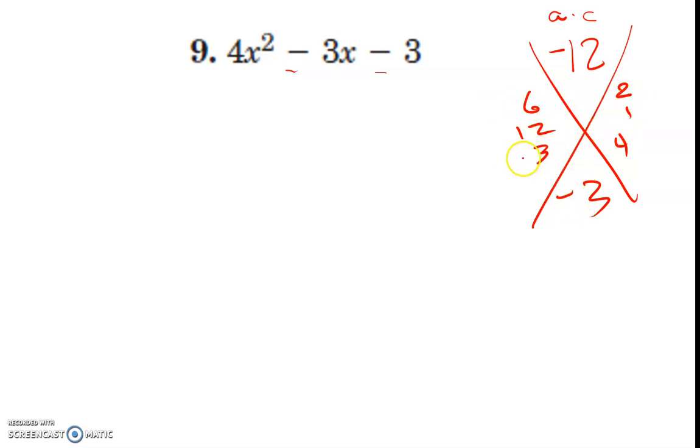3 minus 4 gives me negative 1. Negative 3 plus 4 gives me 1. Negative 12 plus 1 gives me 11. This one, there isn't a combination of two numbers that give me a negative 12, but at the same time give me a negative 3. So interestingly enough, right now, until you get to Algebra 2, this guy's going to be considered prime. Okay, so there aren't two numbers. This one ends up going to have decimals and things like that as part of its answer.